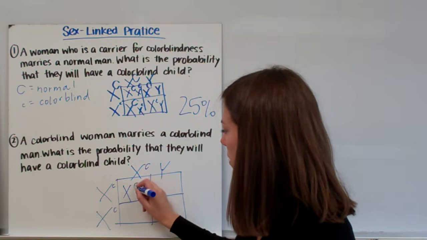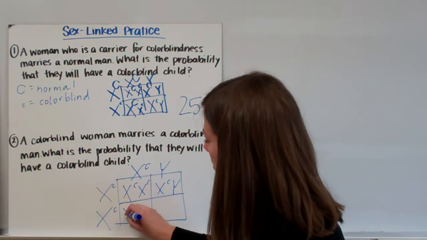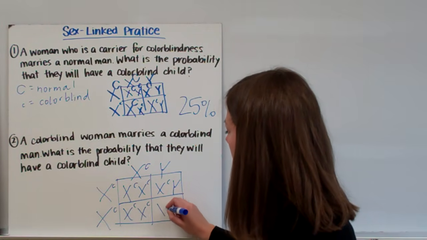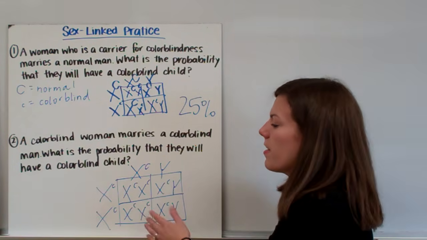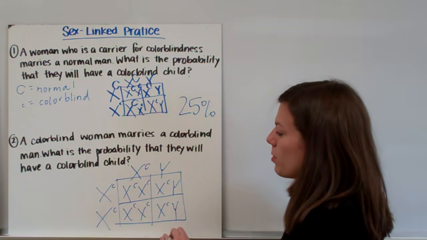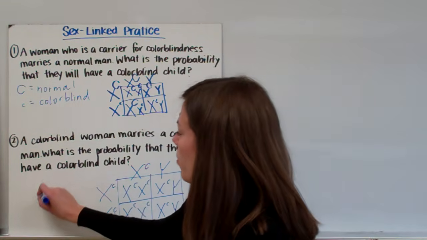If we fill out our Punnett Square, we will see that all of their children only have little c's. There are no big C's that they can give their children. They don't have any normal alleles. Therefore, 100% of their children will be colorblind.